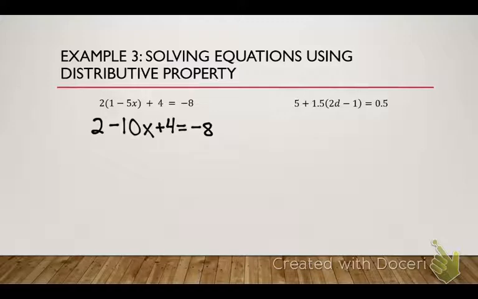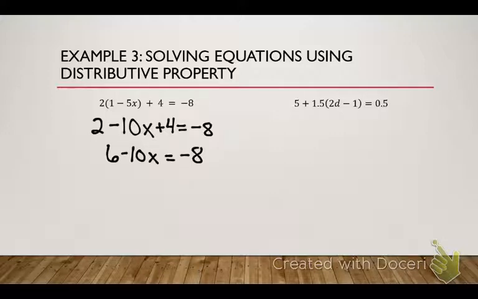Very good, the 2 and the 4. Wait, though. Is it 2 minus 4, or is 4 positive? 4 is positive because that's the sign in front of the 4. The negative belongs to what term? The 10x. So we have to pay attention to the sign in front of that term. It's 2 plus 4, which is what? 6. 2 plus 4 is 6. Minus 10x equals negative 8. All right, and now I can solve my 2-step.